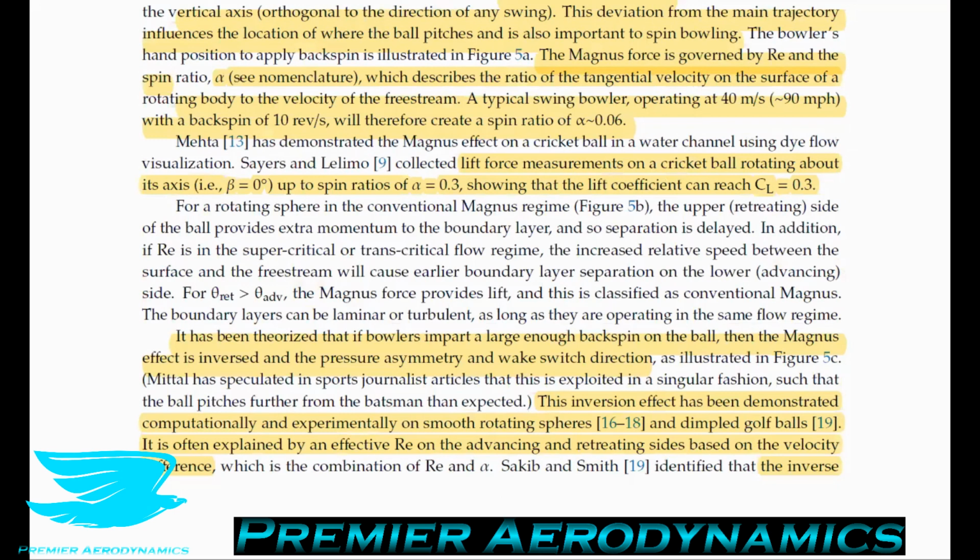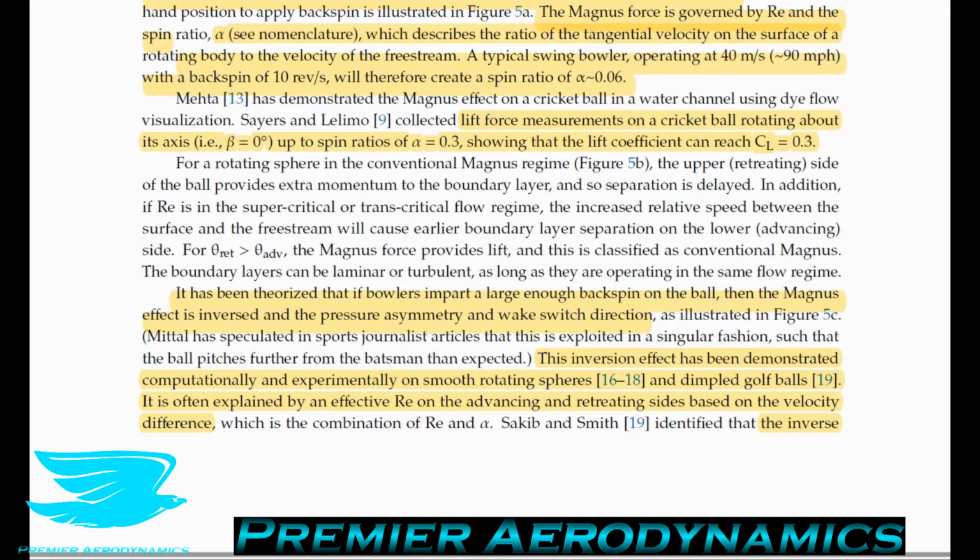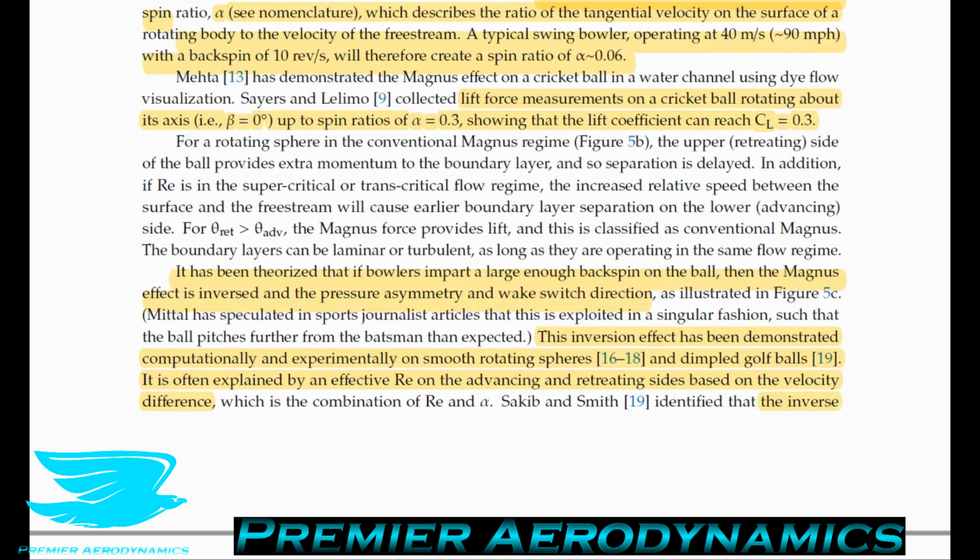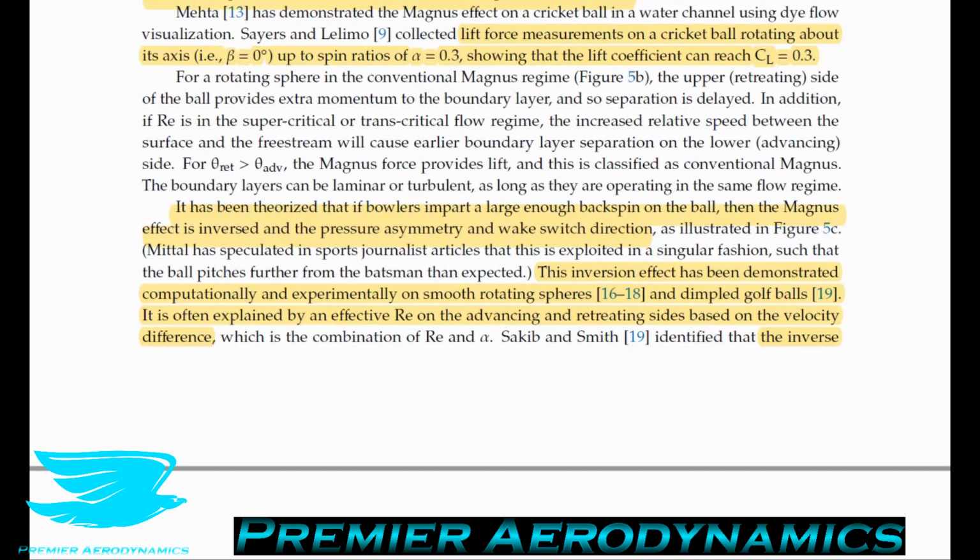Back to the paper. It has been theorized that if bowlers impart a large enough backspin on the ball, then the Magnus effect is inversed and the pressure asymmetry and wake switch directions. So in other words, if you go fast enough, then the aerodynamics does change. And they go on and say this inversion effect has been demonstrated computationally and experimentally on smooth rotating surfaces and dimpled golf balls. It is often explained by an effective Reynolds number on the advancing and retreating sides based on the velocity difference.